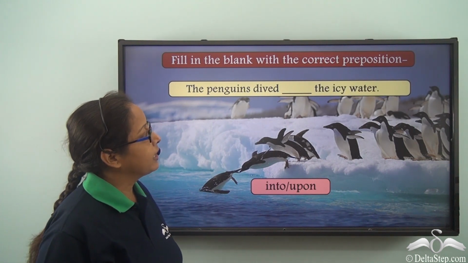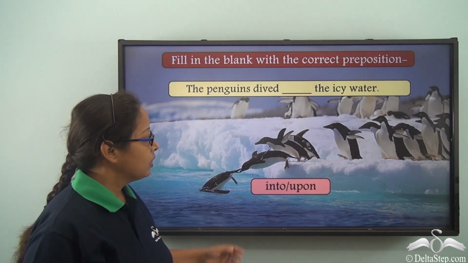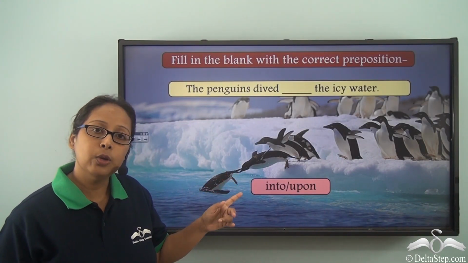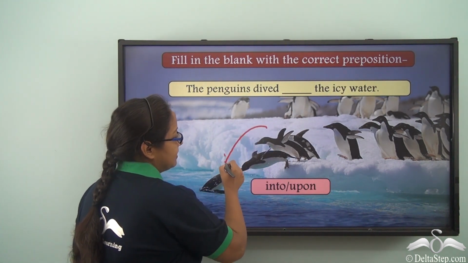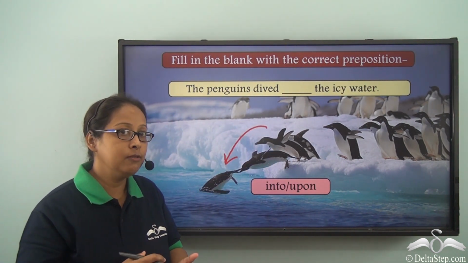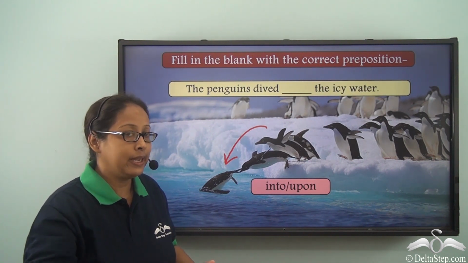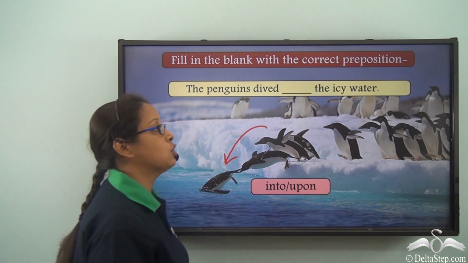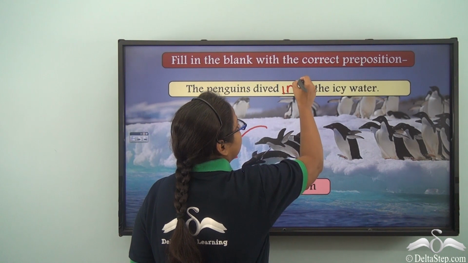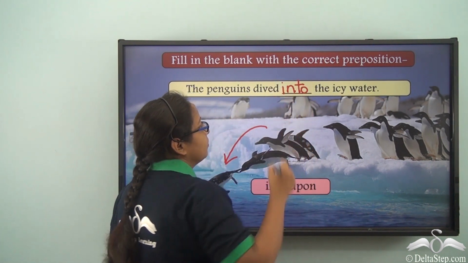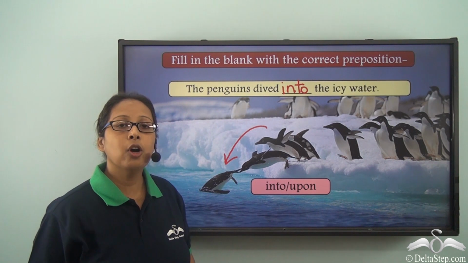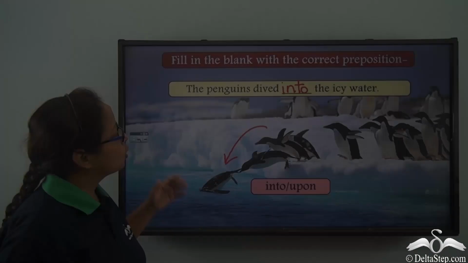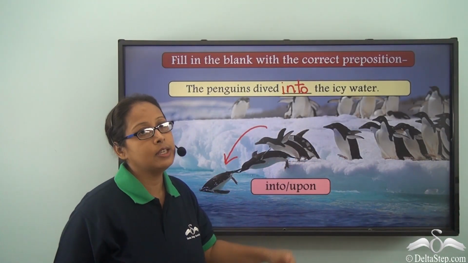The penguins dived dash the icy water. The options are into and upon. We can see in the picture that the penguins are diving inside somewhere. So there's a movement involved and from outside to inside. Therefore, which preposition are we going to use? We will use into. We will not use upon because something is moving. When we use upon, we mean something is at rest. So the penguins dived into the icy water.